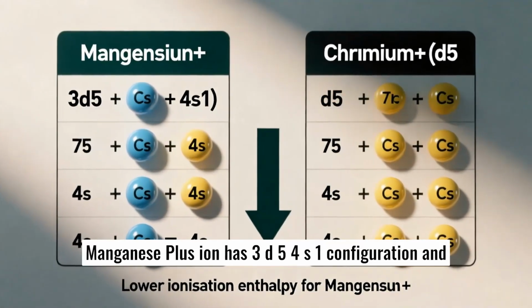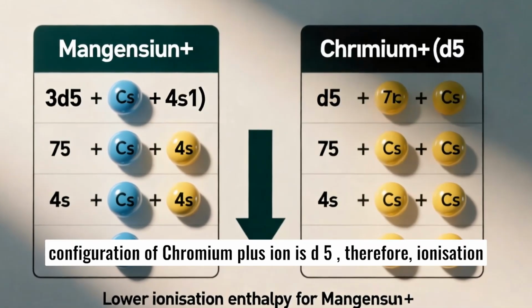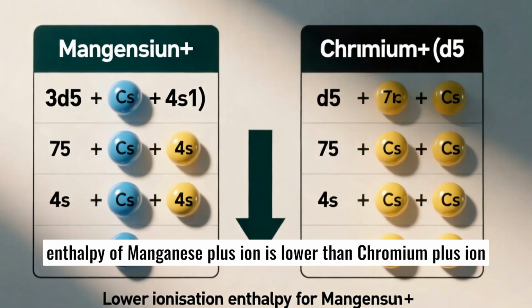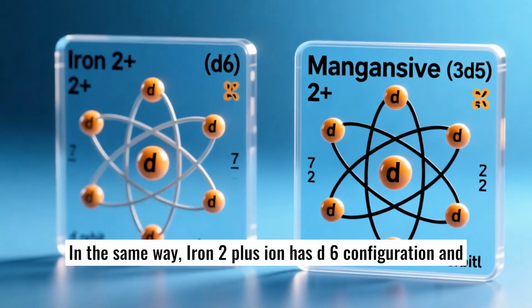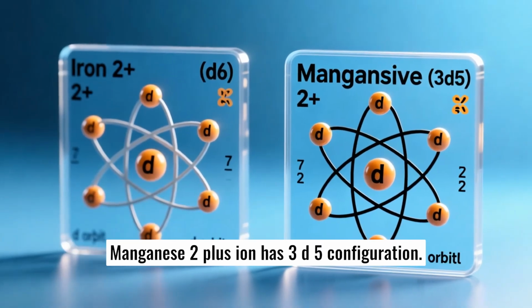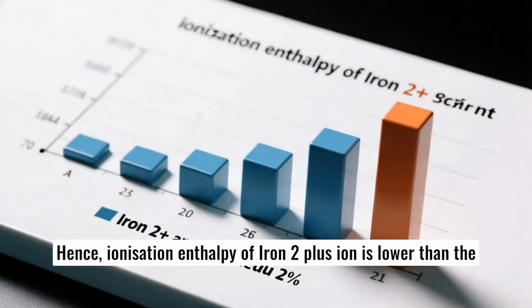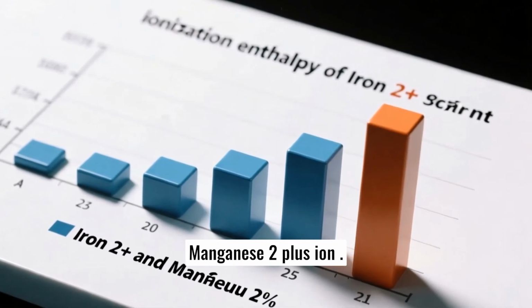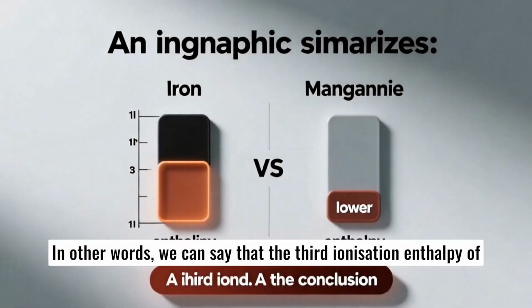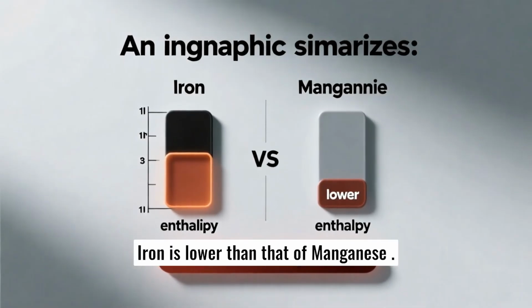Manganese plus ion has 3d5-4s1 configuration, and configuration of chromium plus ion is d5. Therefore, ionization enthalpy of manganese plus ion is lower than chromium plus ion. In the same way, iron 2 plus ion has d6 configuration and manganese 2 plus ion has 3d5 configuration. Hence, ionization enthalpy of iron 2 plus ion is lower than the manganese 2 plus ion. In other words, we can say that the third ionization enthalpy of iron is lower than that of manganese.